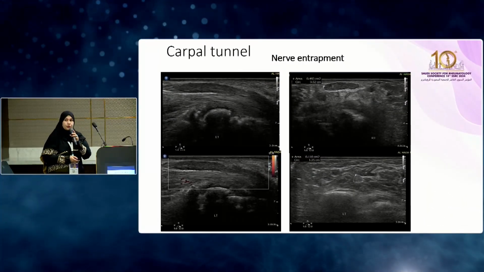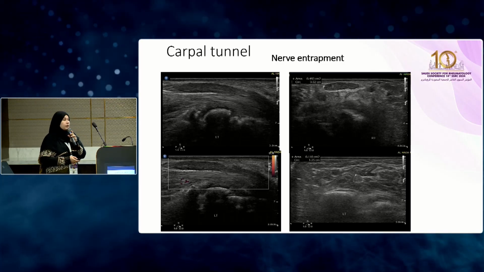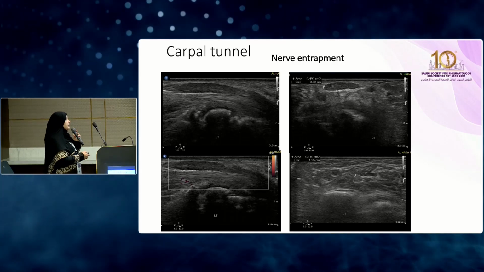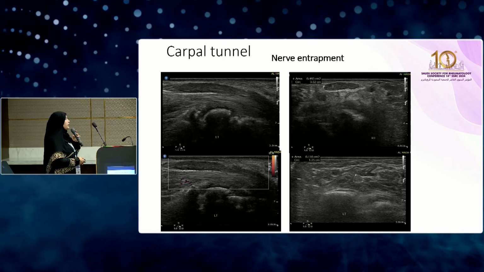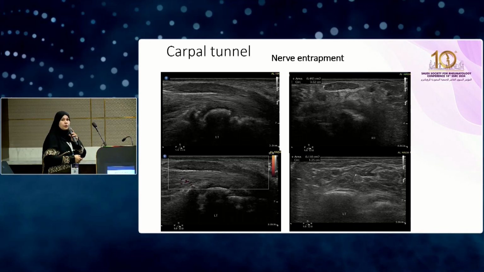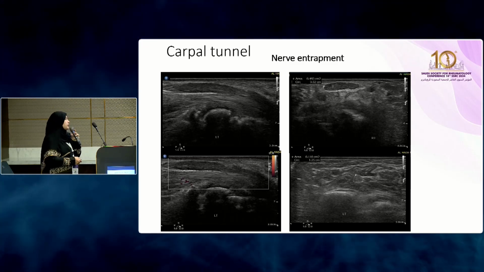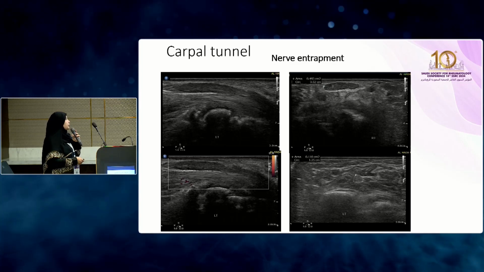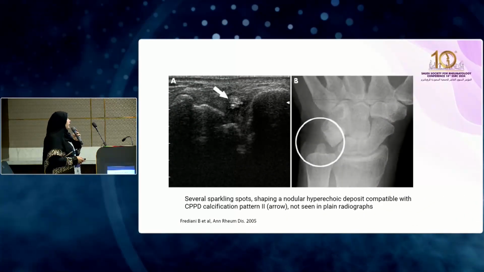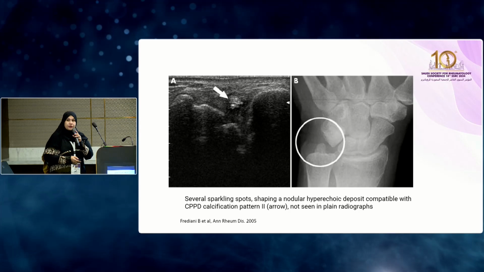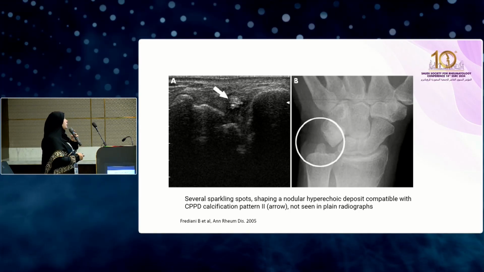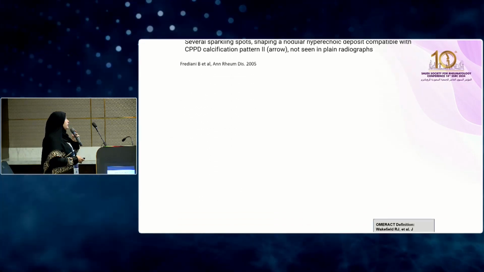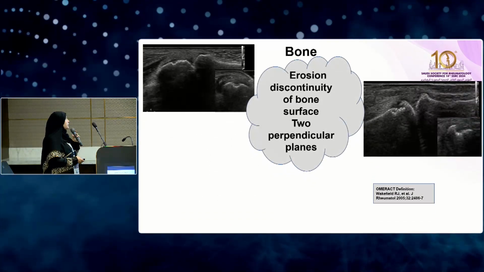Identification of the median nerve, and in case of carpal tunnel syndrome, assessment either by cross-sectional area, which is variable between different ethnic groups, or by comparing to the proximal part of the median nerve at the site of the pronator quadratus to appreciate the presence of carpal tunnel syndrome. CPPD and the triangular fibrocartilage with a hypoechoic dotted structure at the site of the triangular fibrocartilage.